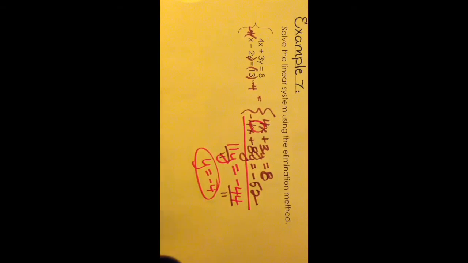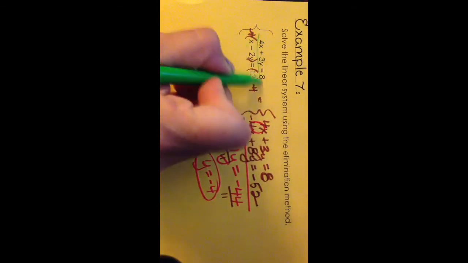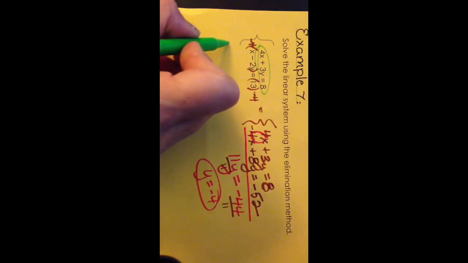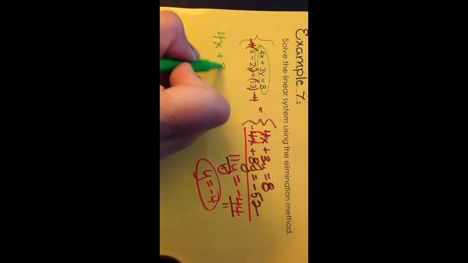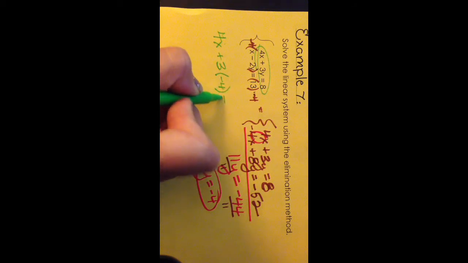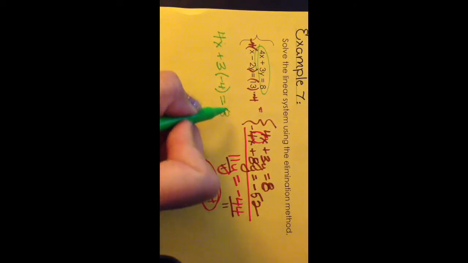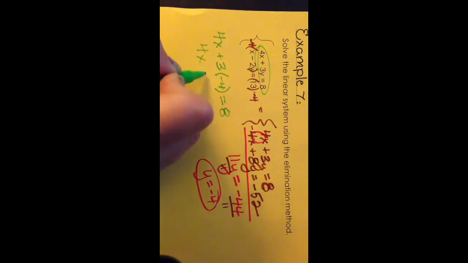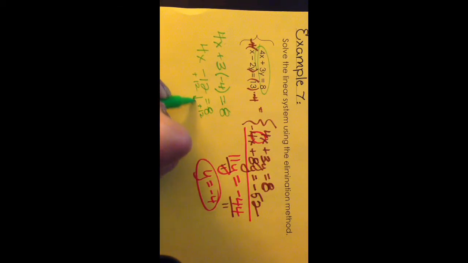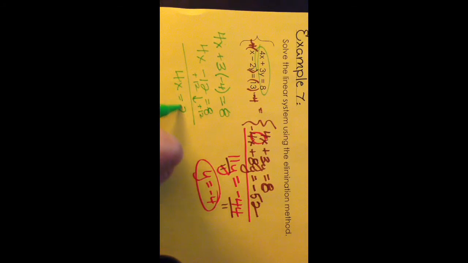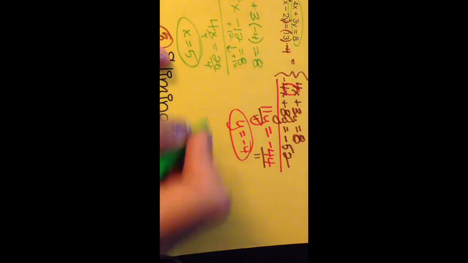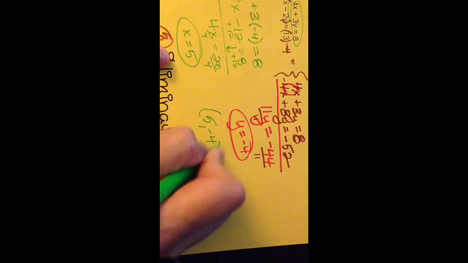Now I have to go back and use it. I'm going to go back to my first equation. My first equation is 4x plus 3, and let me plug in that y value I had, equal to 8. Do my math: 4x minus 12 equals 8. Add 12 to both sides. 4x equals 20. Divide by 4 on both sides. X is 5. So the solution to this system would be 5, negative 4.